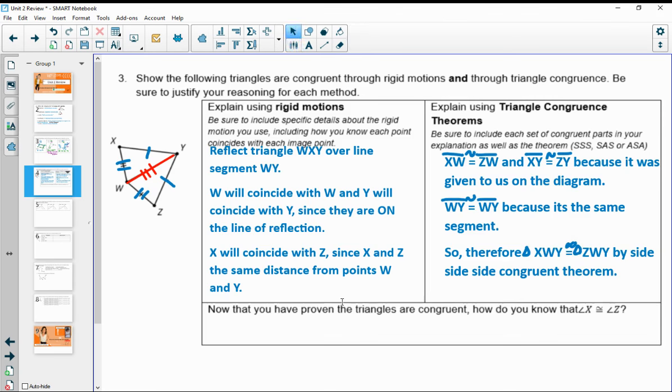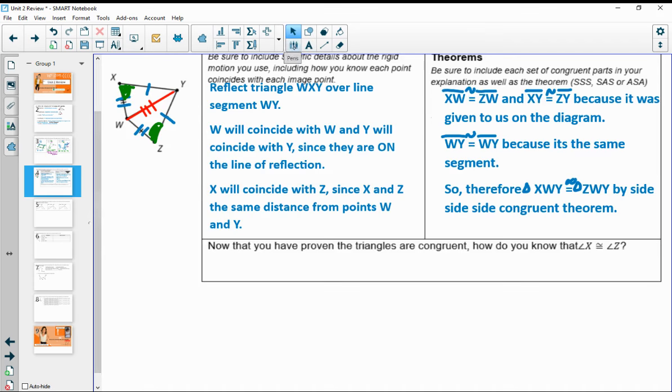Then this last one says, now that we've proven that the triangles are congruent, how do we know that angle X, so this angle here, is congruent to angle Z? Remember, we did two separate problems. So we did this two separate ways. If you did the reflection way, then you know that they're images of each other. So the fact that they're images of each other makes them congruent.